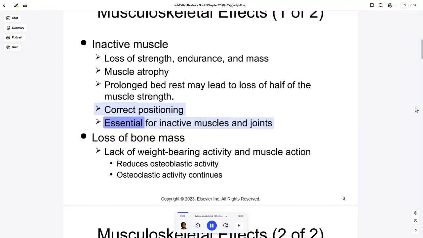Correct positioning is essential for inactive muscles and joints. Loss of bone mass: lack of weight bearing, activity, and muscle action reduces osteoblastic activity. Osteoclastic activity continues.